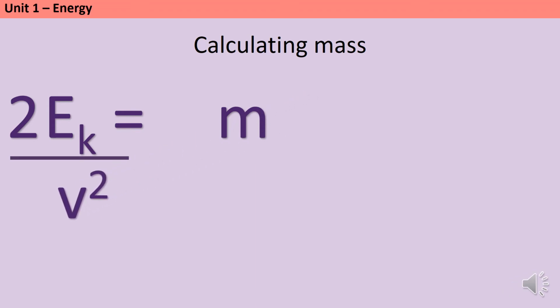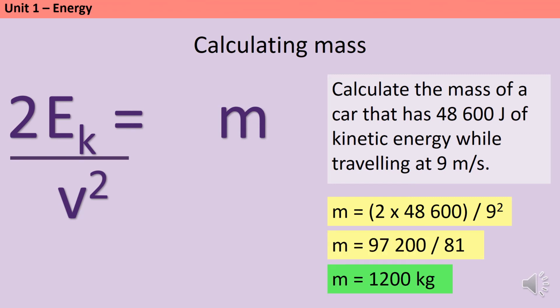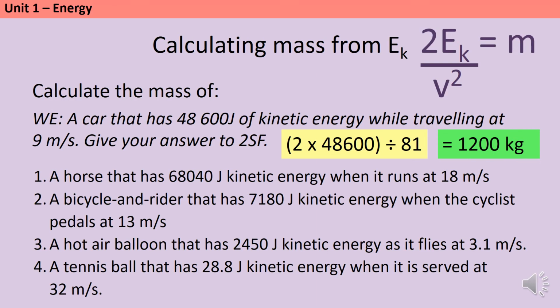So if I want to calculate the mass of a car that has 48,600 joules of kinetic energy while travelling at 9 meters per second, I'm going to do 2 times 48,600 divided by 9 squared, or divided by 81, and that gives me an answer of 1200 kilograms. Here are 4 more questions of this type for you to have a go at, so pause the video now and write down some answers.